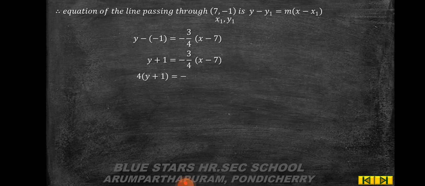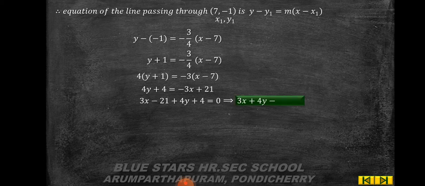Then the next step is cross multiplication. 4(y + 1) = -3(x - 7). So 4y + 4 = -3x + 21, since minus into minus plus, and 7 threes are 21. So 3x - 21 + 4y + 4 = 0, which implies the equation is 3x + 4y - 17 = 0. Therefore, we find the equation of the straight line.